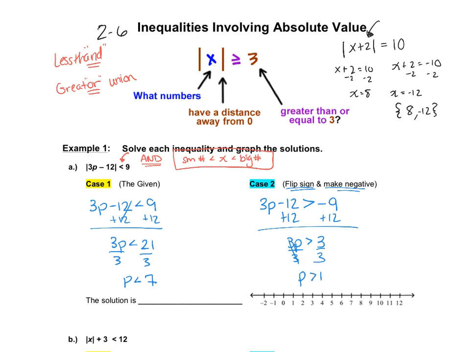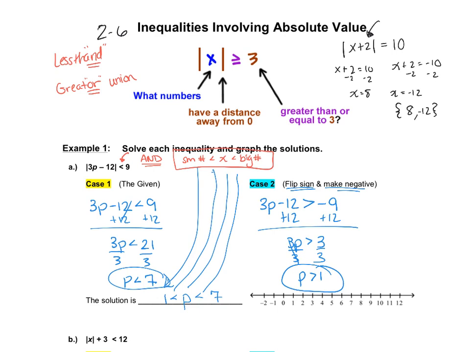So if we write this answer, the 1 is the smaller number. And so I would write that first. So I'd have 1, it's just less than, not equal to, p, and then less than 7. So that was the small number 1, less than the variable, less than the big number 7. So that's where all this is coming from.